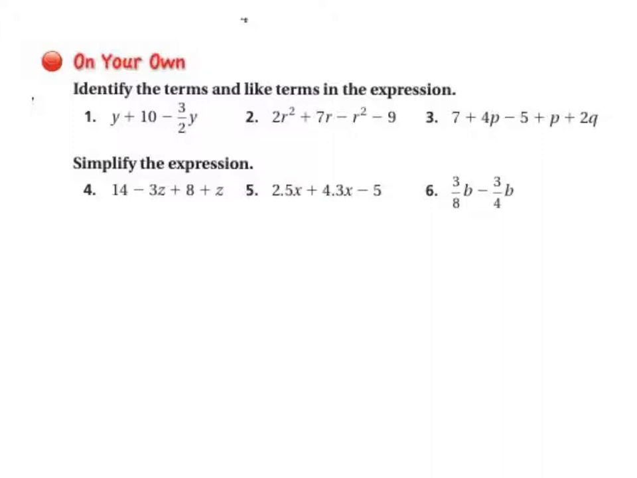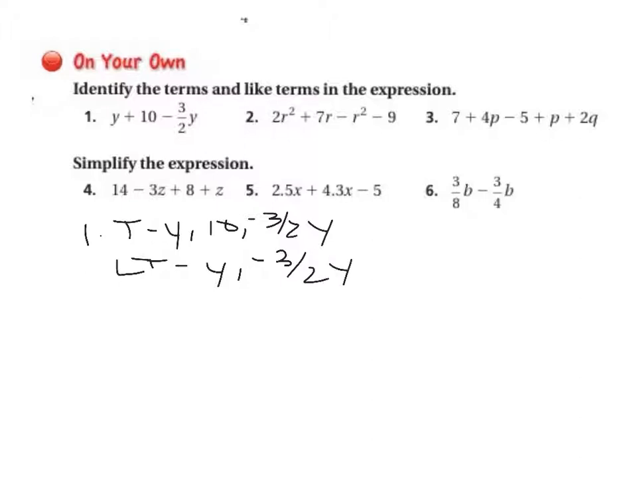So number 1, we're identifying the terms and like terms in the expression. The terms are y, 10, and negative 3/2 y. So like terms, the things that match up are y and negative 3/2 y, because those two have the same variable.